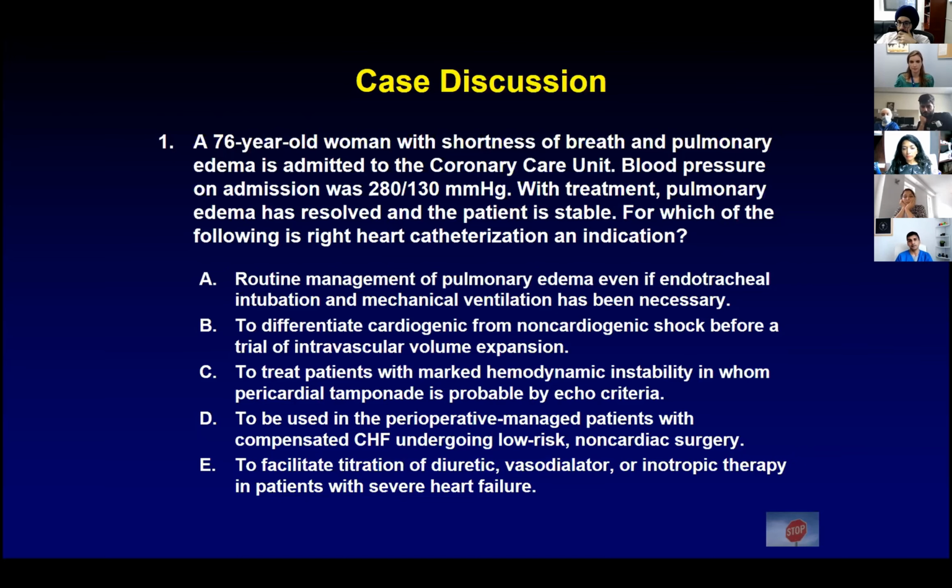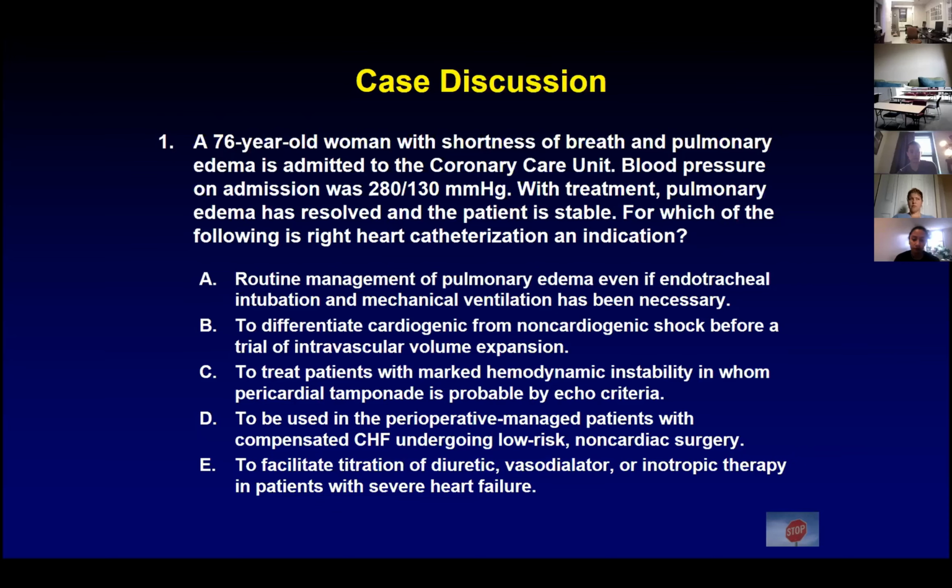You know, B and E are a little confusing, but the point I was trying to make is that generally, if you're doing a right heart catheterization, it should be to guide inotropic therapy or pressors, those kinds of things. And especially if you're thinking that somebody has advanced heart failure and you're trying to evaluate them for advanced therapies, that's when a right heart catheterization would be helpful.